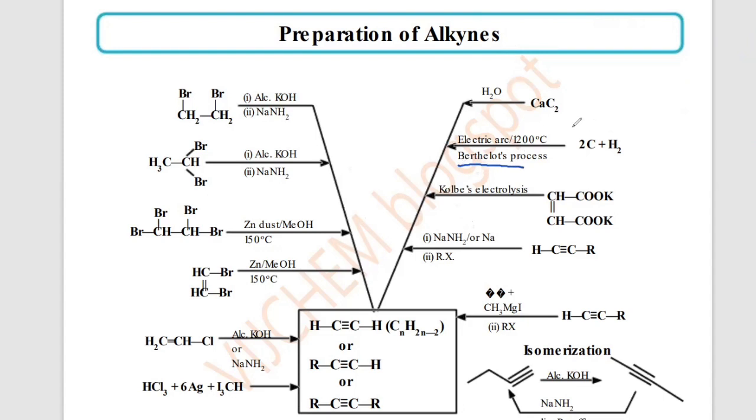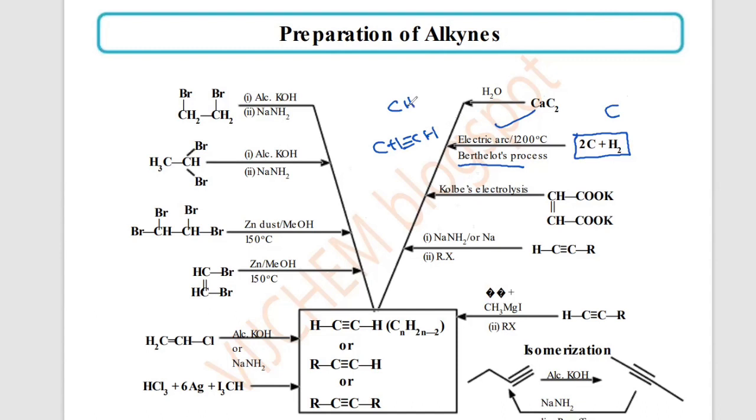Berthollet process. It has no mechanism, nothing. Very simple. You should remember that 2C plus H2, when passed through an electric arc at 1200 degrees Celsius, gives only one product, always CH triple bond CH, ethyne only. So here also CH triple bond CH.